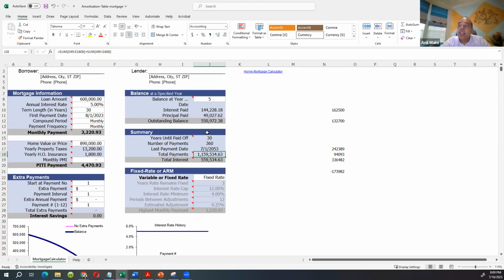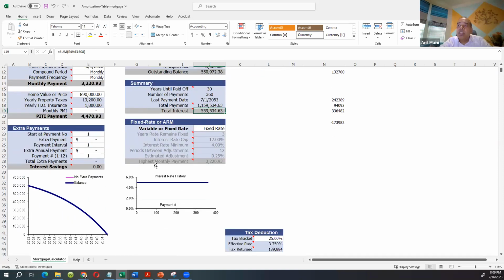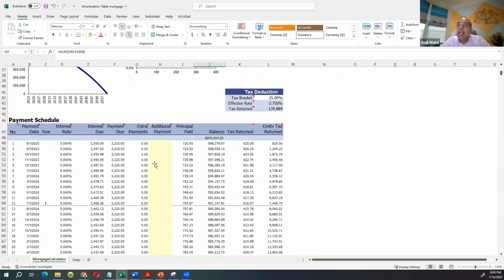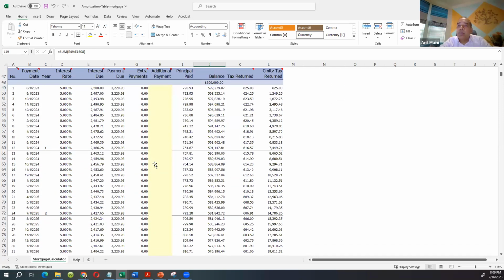But this is over 30 years. Okay, don't get overwhelmed by looking at the interest number. Oh my God, a 600K loan, but we end up paying interest of 559K over 30 years. But 30 years is a long time. You can make much more money than 559K if you use that money properly. Okay, so we will show you how.